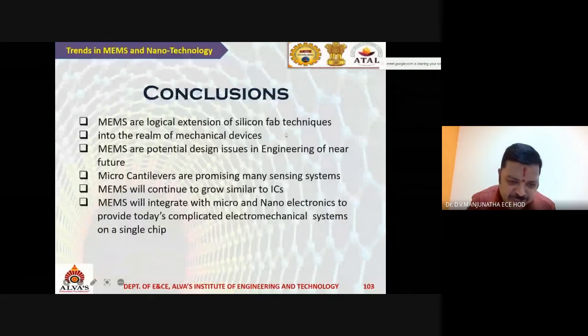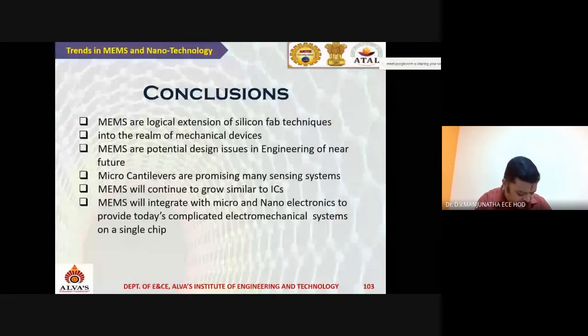So conclusions. What are the conclusions out of this discussion? Another 3 minutes is there. I may extend up to 4 or 5 minutes. MEMS are a logical extension of silicon fab techniques. I told you, those who know VLSI fabrication will find it very easy to catch hold of MEMS technology, into the real mechanical devices, right?